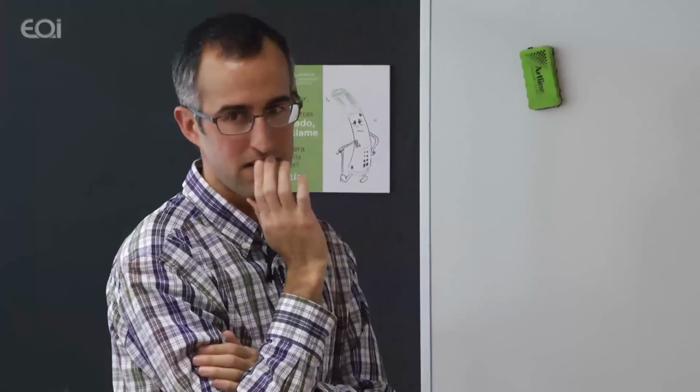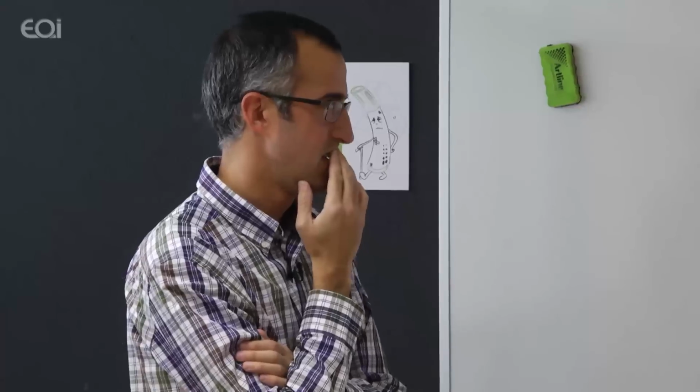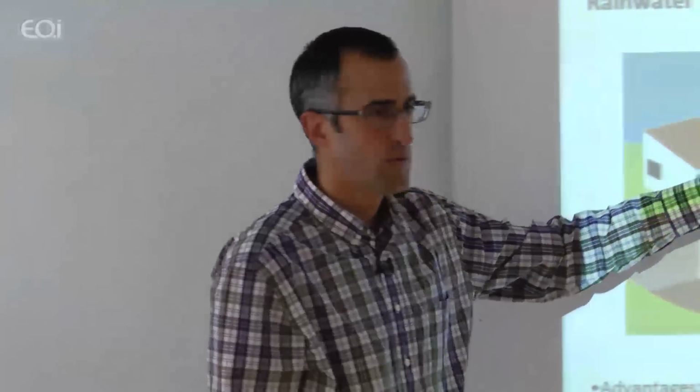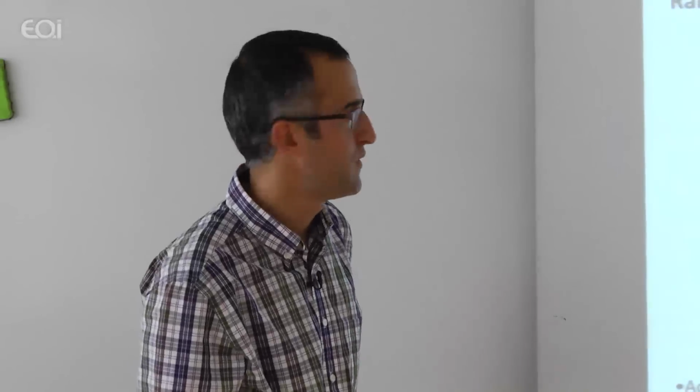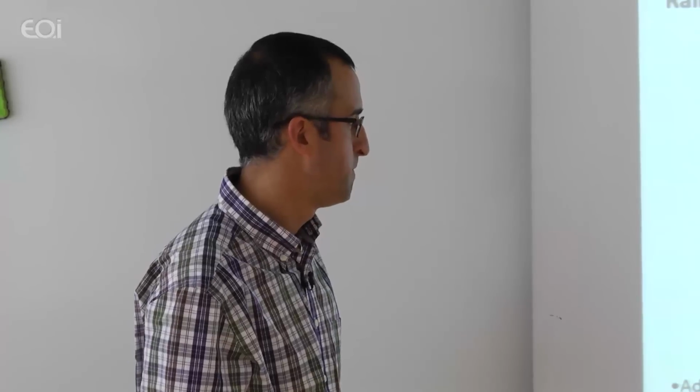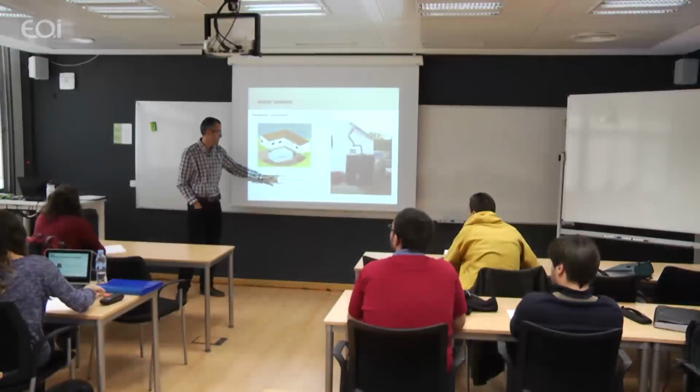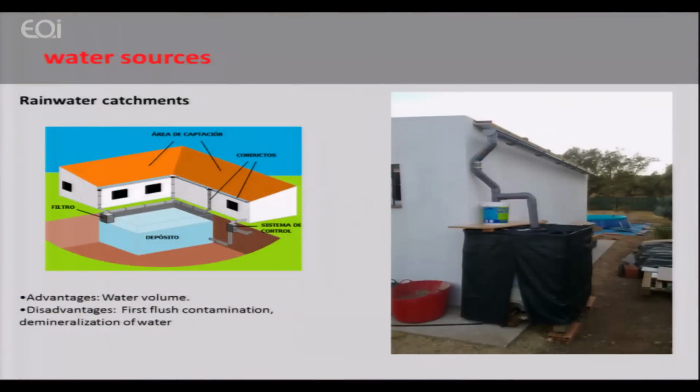And then rainwater catchment, another technology, but it also has problems. We are going to use the roofs for taking the water from the roofs. Advantages: the water volume. Disadvantages: the first flush contamination. Sometimes the roofs are dirty, so the first flush is going to have contamination, so I have to be careful. Sometimes I'm not going to take the first flush, but I'm going to take it after a while.